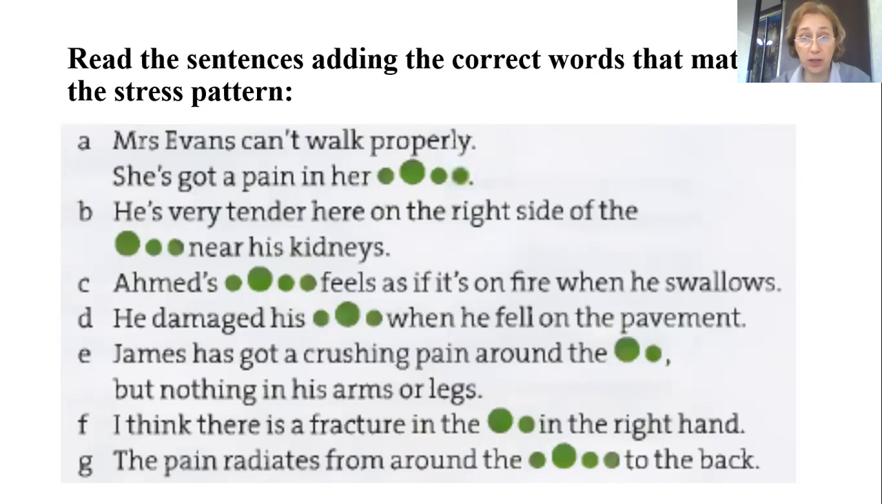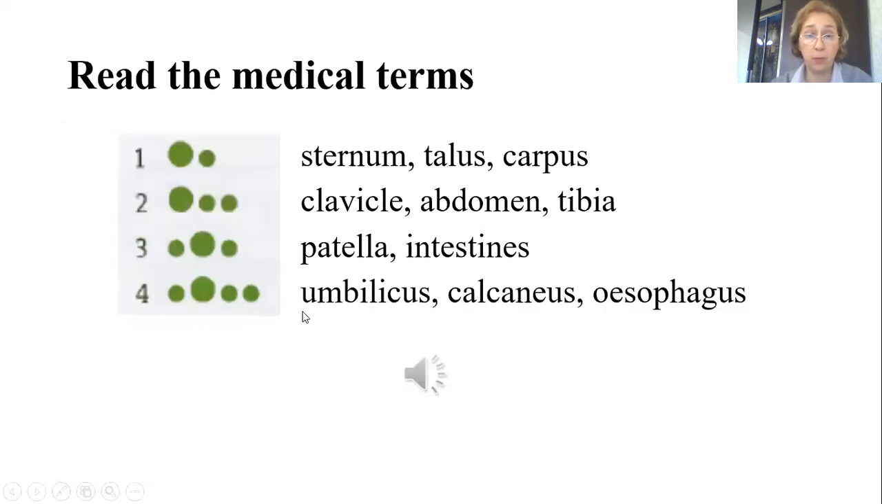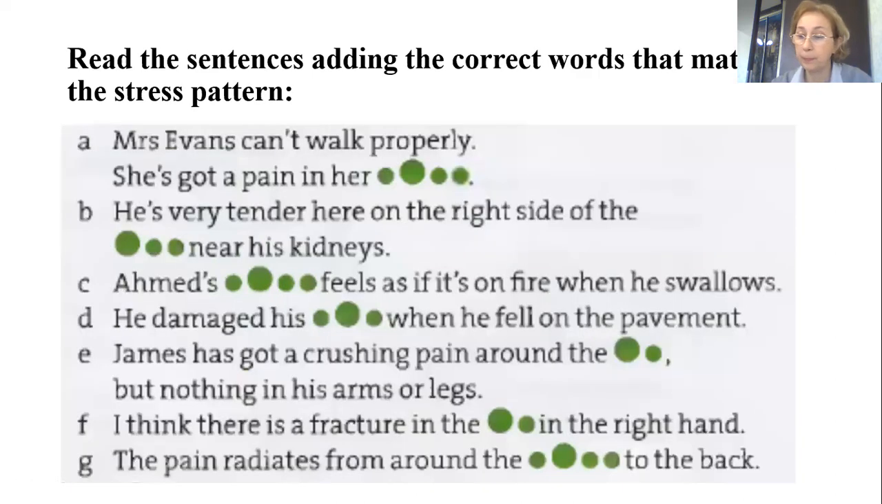Okay. So where does he feel such burning pain? Ahmed's what feels like this? Like on fire. So there are 3 words in group 4. Is it umbilicus, calcaneus, or esophagus? What is it?